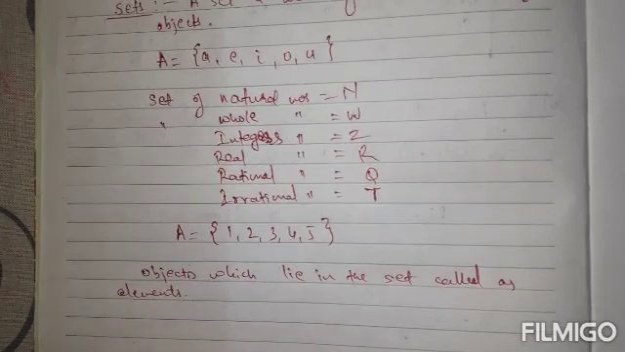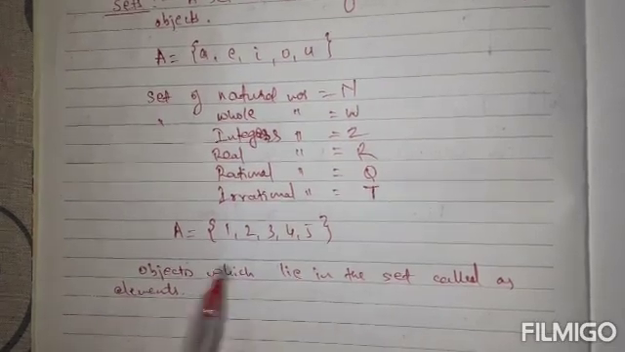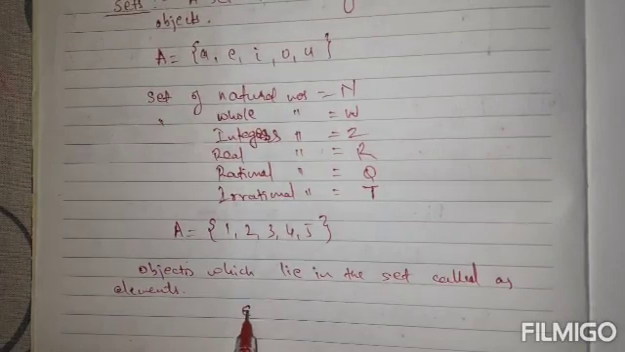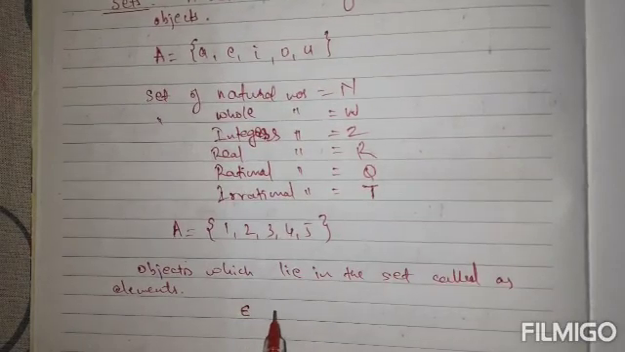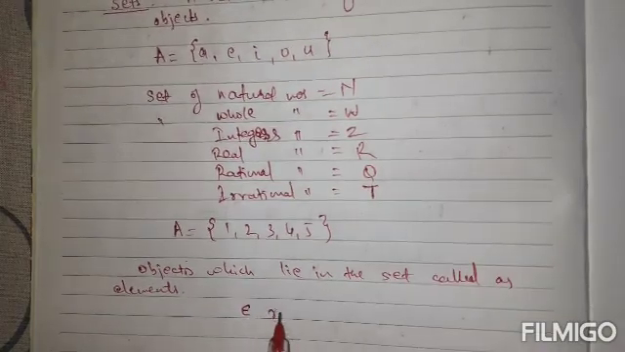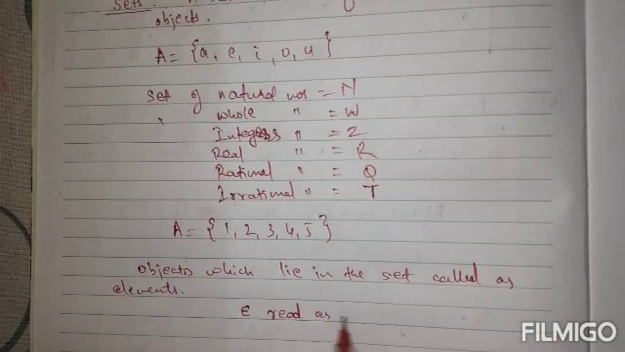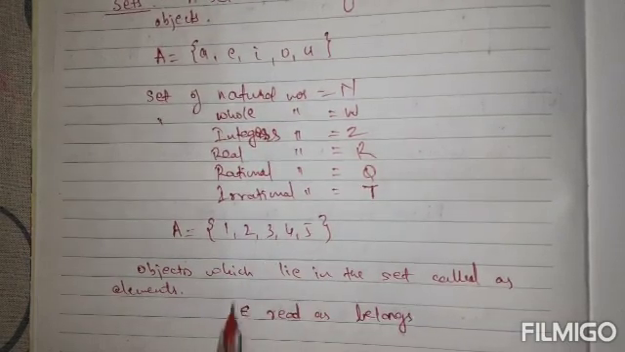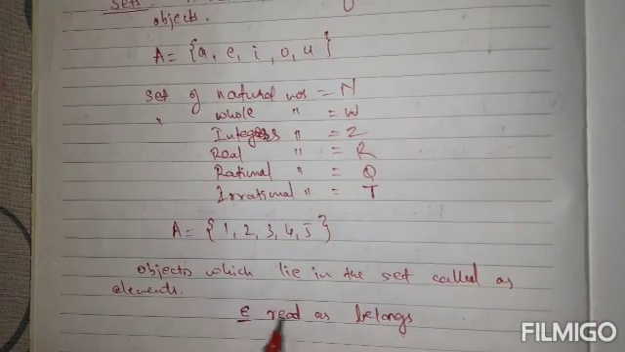And an element of any set is denoted by this symbol. Actually its name is epsilon, but it is read as belongs to. Any element is denoted by this symbol. Like we have to write in this way.